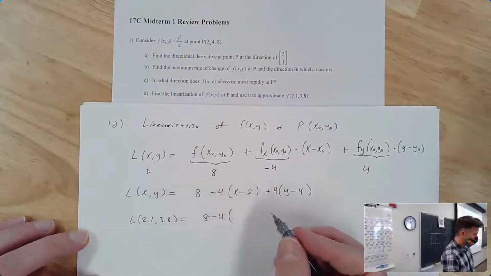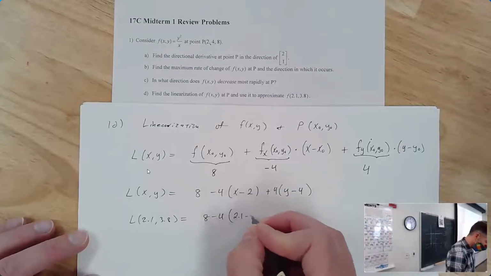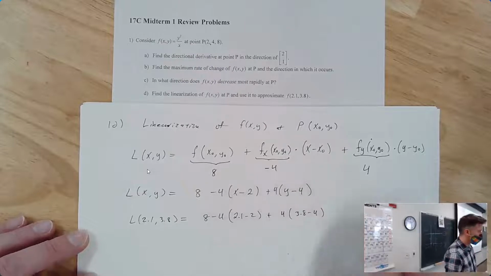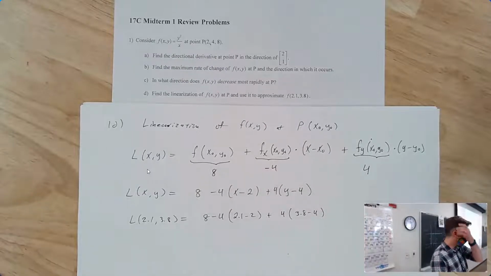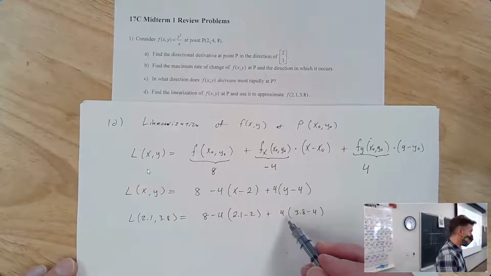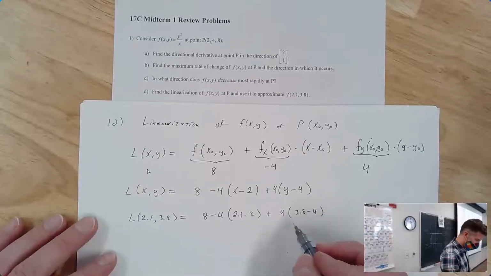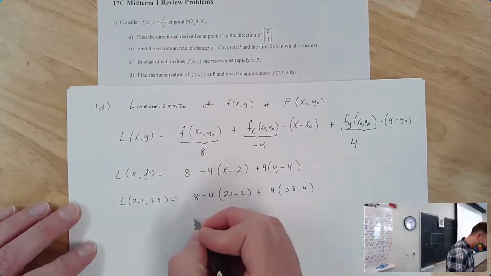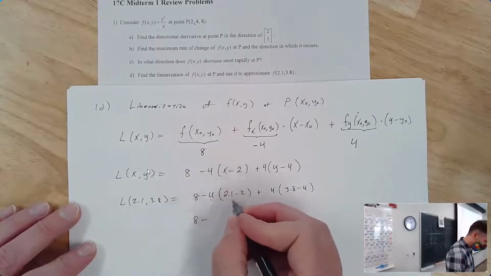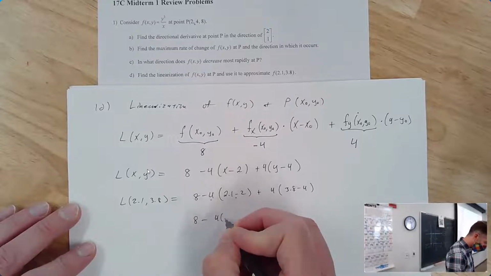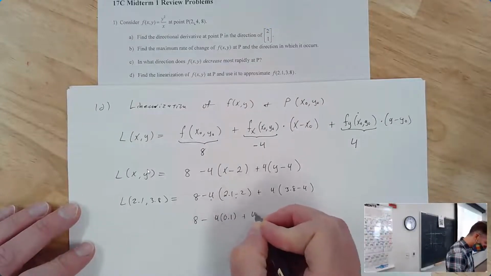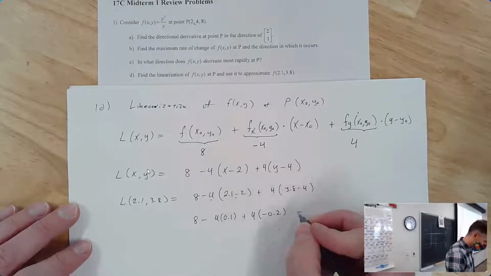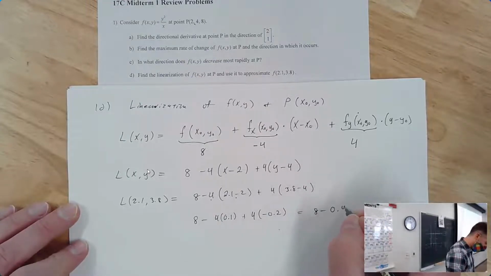Right, 2.1 minus 2 is easy. And 3.8 minus 4 is easy. I don't want to multiply 3.8 by 4. That's not what I want to do. You want to do the subtracting before you do the multiplying. So I'm going to have 8 minus 4 times 0.1 plus 4 times -0.2. That's going to be 8 minus 0.4.